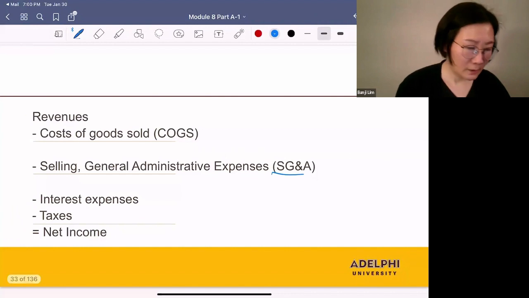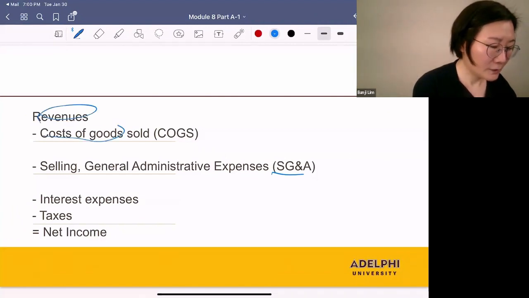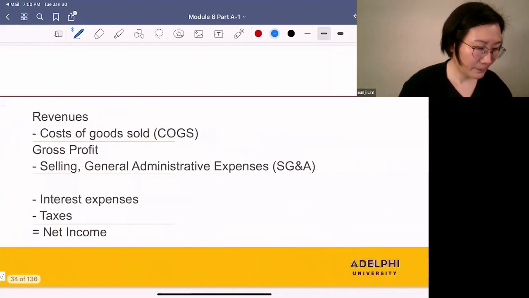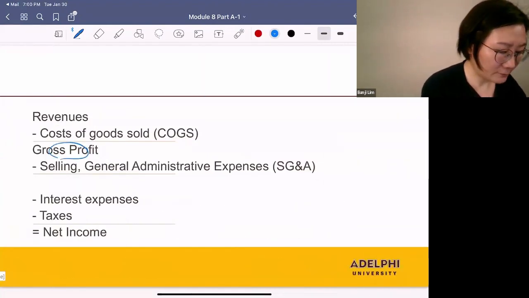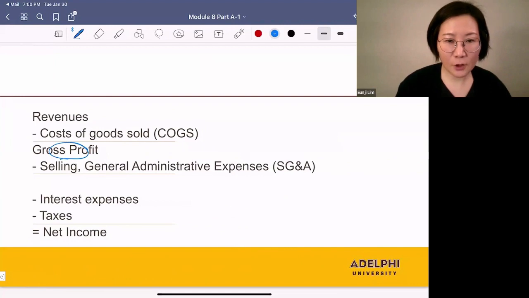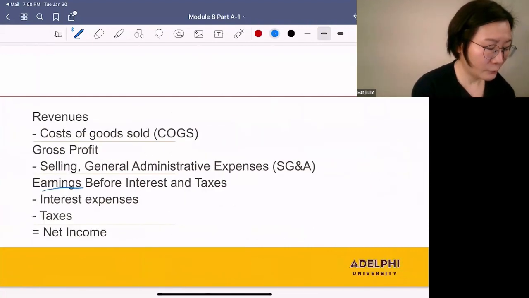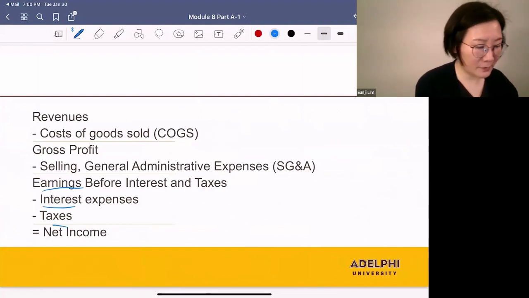So now, revenue minus COGS is called the gross profit. And the gross profit minus SG&A is called earnings before interest and taxes. And then we subtract the interest expenses and taxes, and we have the net income.